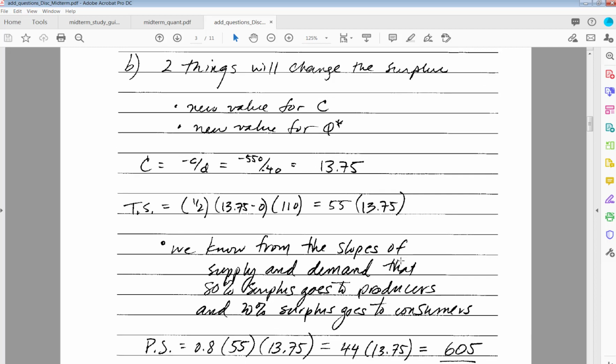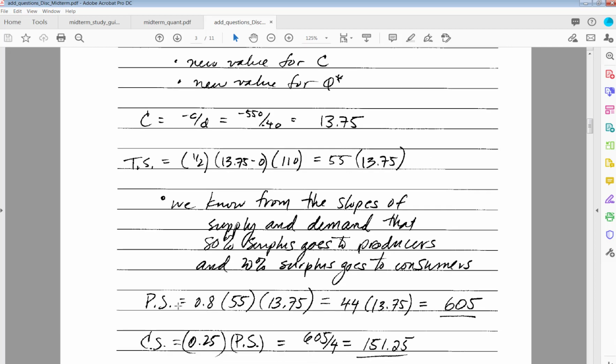So, okay, yeah. I noticed that this was 55, and from the slope of the supply and demand curve, I know that 80% of the surplus is going to producers and 20% goes to consumers. And so I use that fact to say that producer surplus is going to be 80% of the total surplus, and this term right here is the total surplus. So I take the total surplus from there. I know producers get 80% of it, and I know that 80% of 55 is 44, and so it looks like I did do the math down here.